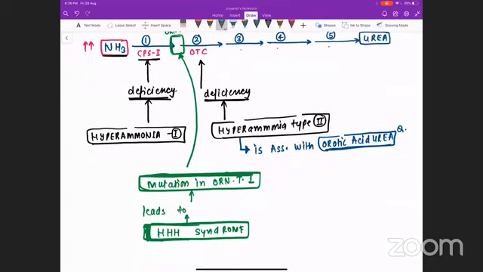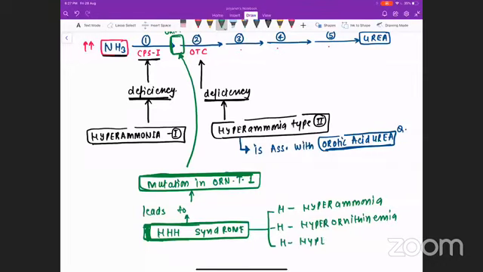Triple H syndrome is basically an acronym. The first H stands for hyperammonemia. The second H stands for hyperornithinemia. And the third H stands for homocitrullinemia. So triple H is an acronym.